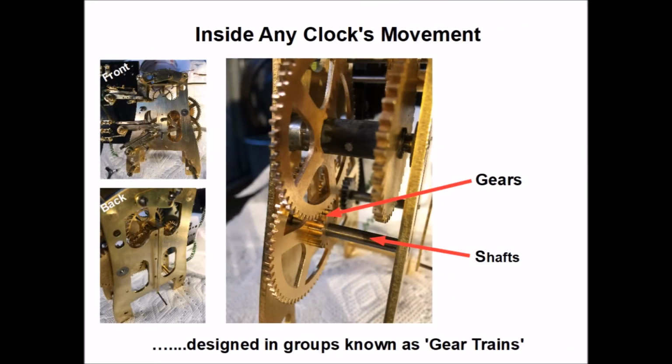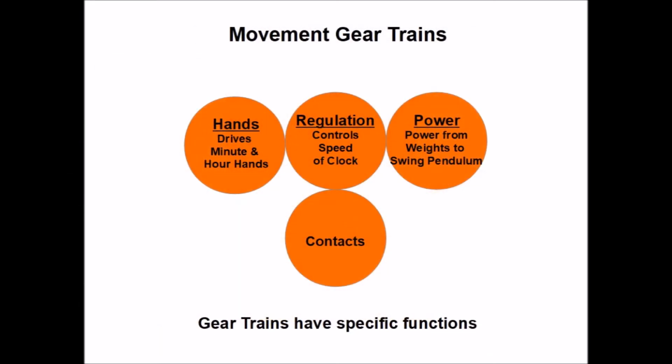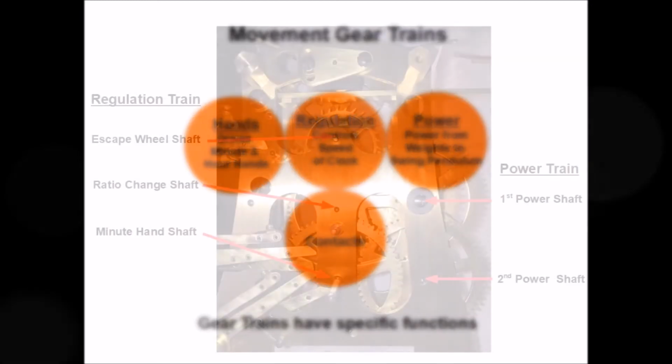Inside each clock movement there are gears and shafts that are put together in combinations known as gear trains. There are several different gear trains in most clocks, and they each have a specific function. At the heart of most clocks, the regulation controls the speed of the clock, while the hands train drives the minute and hour hands, and the power train converts the weights into swing pendulum energy.